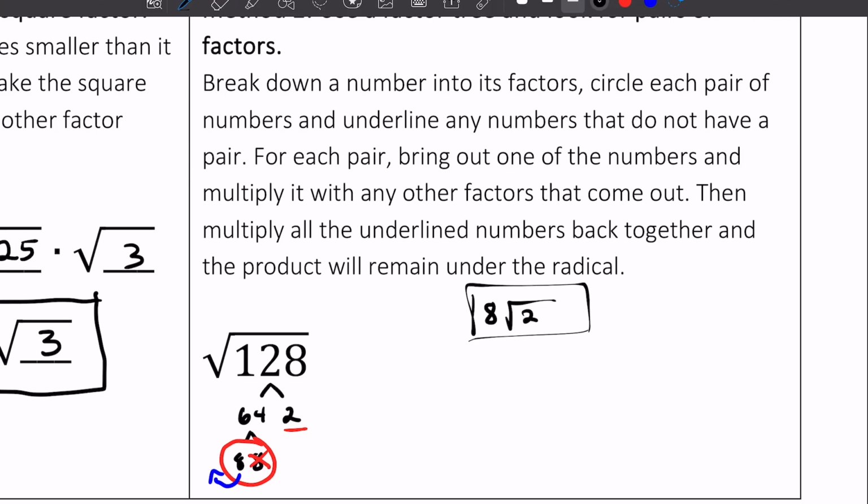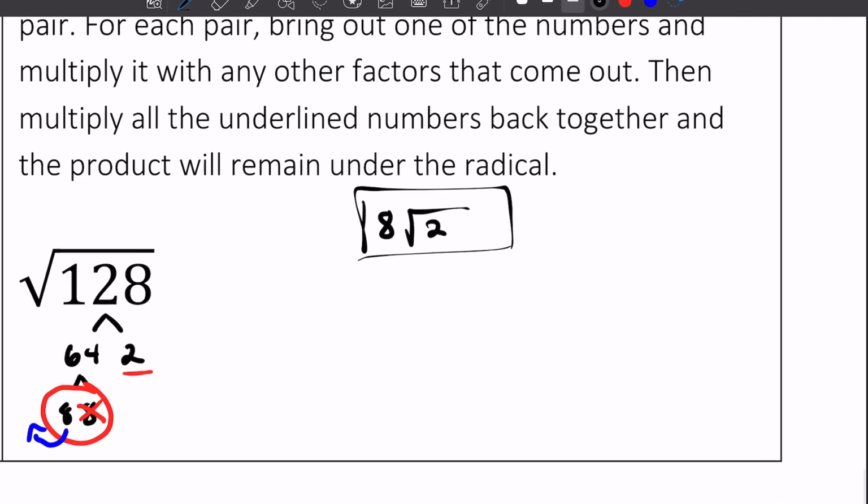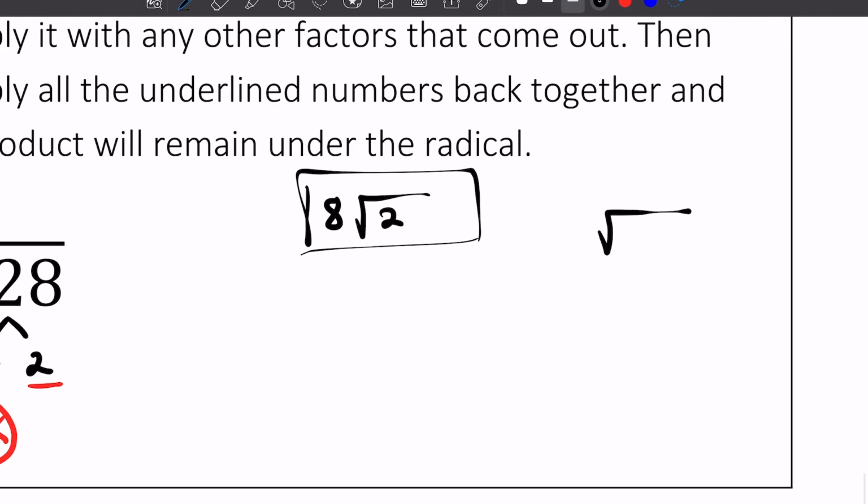Now, what I want to do is show you another method. You can do this if you totally like. It's basically combining the two methods together. You're using the factor tree method, and you're using that square root method as well. So let's say I give you the square root of 50. I'm going to do my factor tree. What are the two numbers that multiply together to give you 50, where one of them is a perfect square? I'm thinking 25 and 2. 25 is a perfect square and 2 is not.